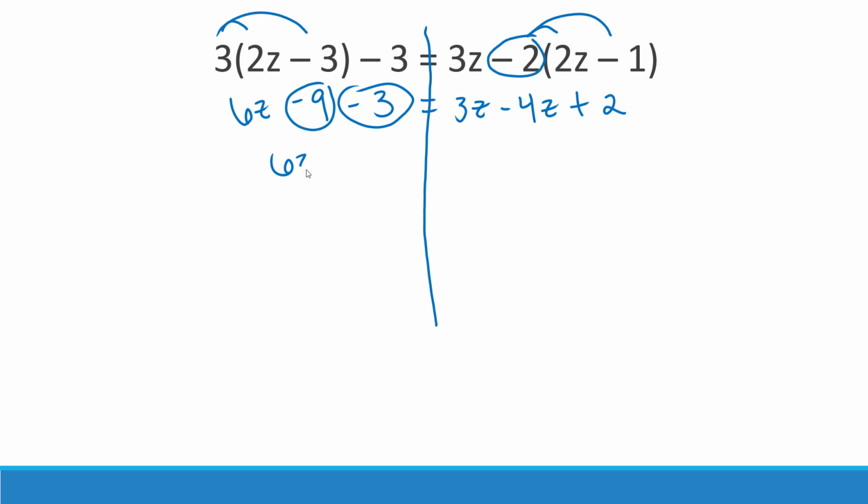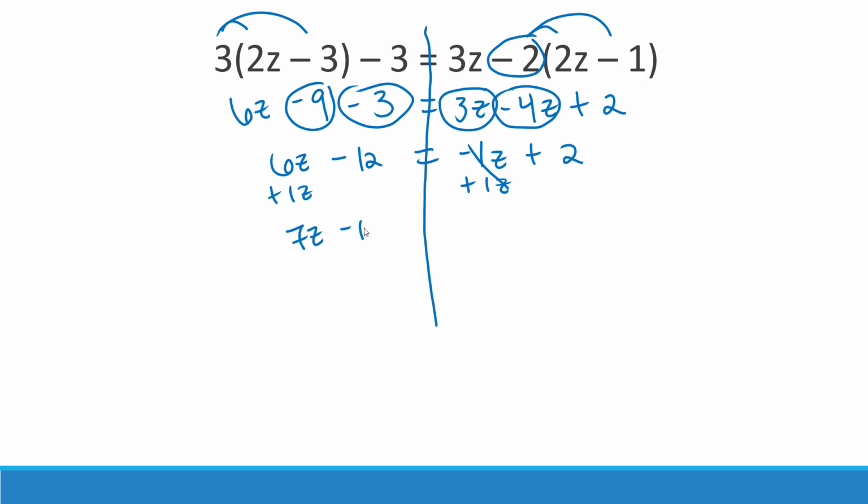So this is going to be 6z minus 12 is equal to, I can combine together 3z and negative 4z, which is negative 1z. I'm going to move negative 1z by adding 1z to both sides, so do the opposite. So this is going to be 7z minus 12 is equal to 2. I'm going to add 12 to both sides. So 7z is equal to 14, and then I'm going to divide by 7. So I get z is equal to 2.